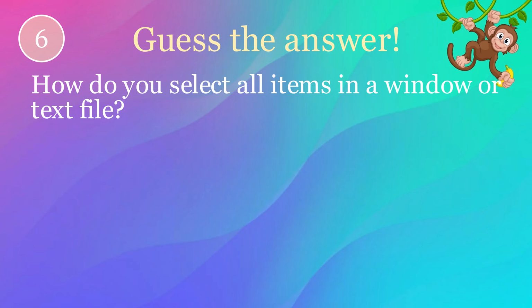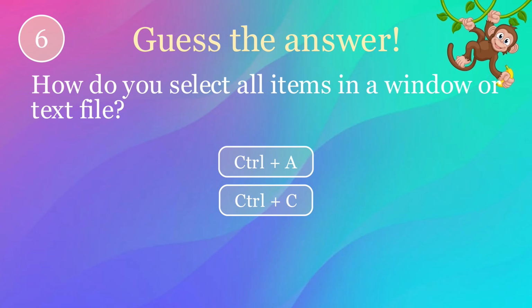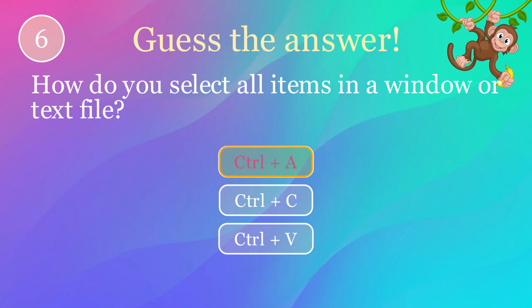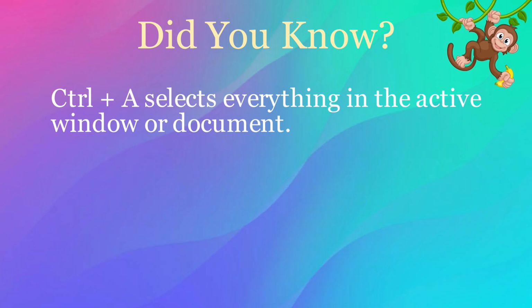How do you select all items in a window or text file? Ctrl+A. Ctrl+C. Ctrl+V. The correct answer is, Ctrl+A. Here's an interesting fact, Ctrl+A selects everything in the active window or document.